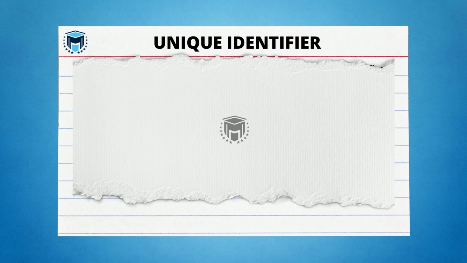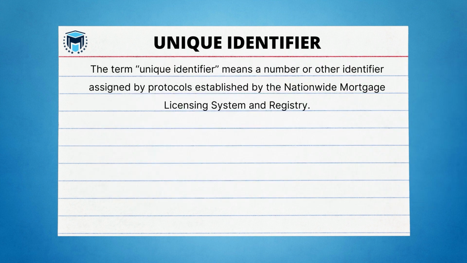Unique identifier. The term unique identifier means a number or other identifier assigned by protocols established by the nationwide mortgage licensing system and registry.